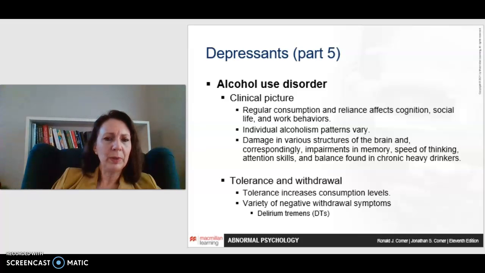Individual patterns vary, but there is damage in various structures of the brain, with impairments in memory, speed of thinking, attention skills, and balance, and also the tolerance and the withdrawal that we've seen. And the most severe withdrawal symptoms have to do with delirium tremens, which cause confusion, shaking, visual hallucinations, and sometimes withdrawal can even be fatal.